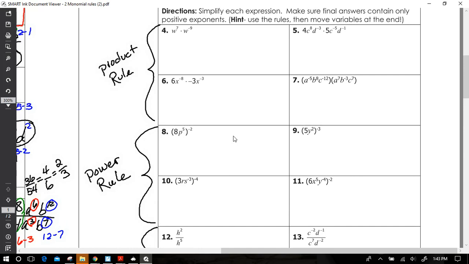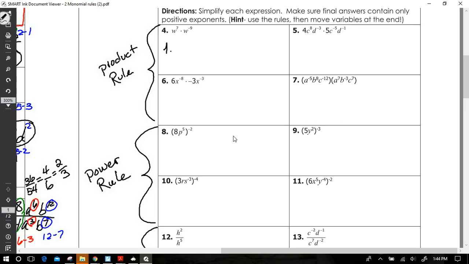There are different ways of going about this. There isn't really a right way or a wrong way. You are allowed to use the different rules in different orders. It's not like the order of operations where you have to do it one way. So let me kind of just show you what I mean by that in example number 4, okay? So in example 4, there's 2 ways to do it.